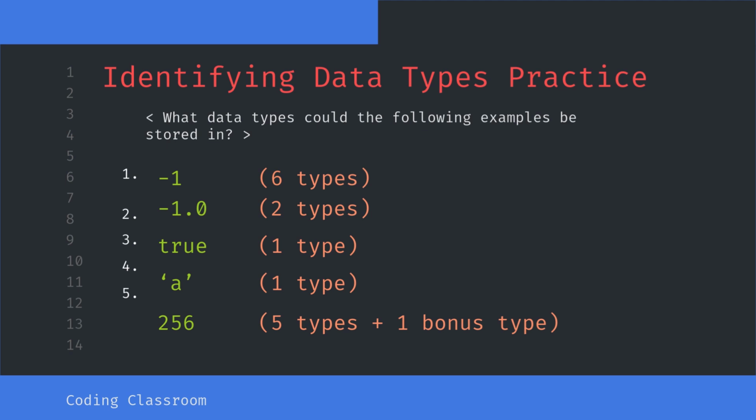Exercise 2. Create a variable with decimals. Next, let's create a variable for your exact age, which might include a decimal. Try this using the double data type. Example, double exactAge equals 25.5.